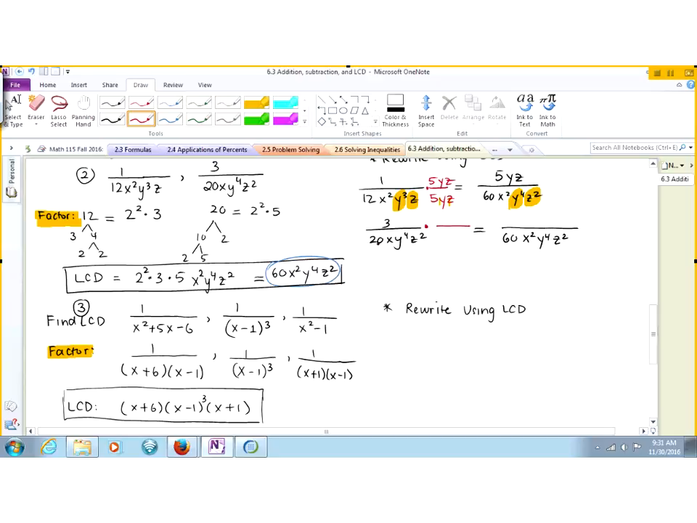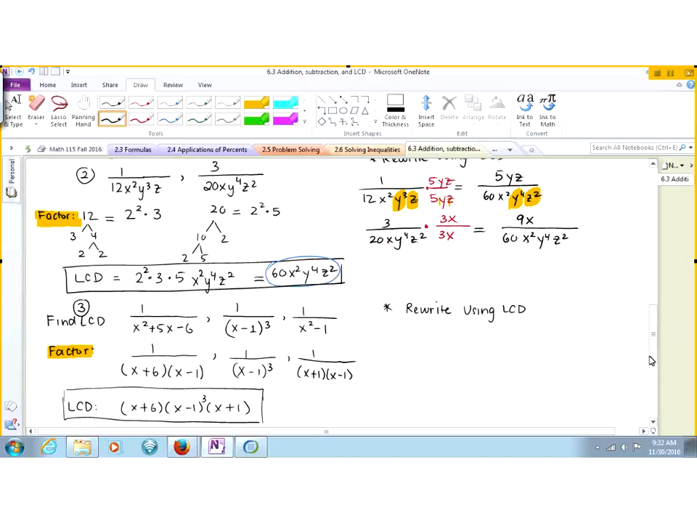Now I'm going to compare these two. This is 20, this is 60. What am I missing? 3. This is x squared. What am I missing? X. This is same, y to the 4th. What about z? Same, so that's it. So we just have to multiply by 3x over 3x. So this is 9x. Done.